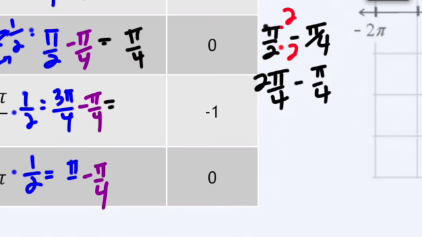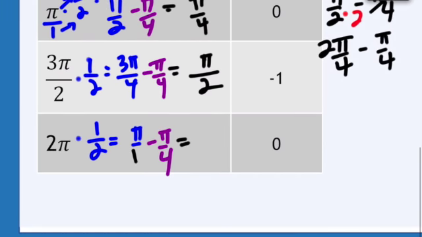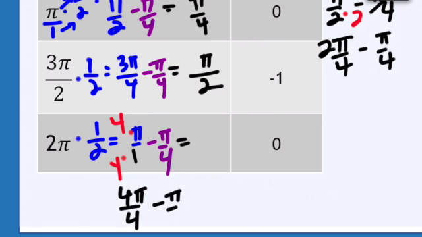This one, luckily they have common denominators already, so we get 2 pi over 4, which we know is going to simplify to just be pi over 2. And then we need common denominators here. Let's put a 1 under there, multiply the top and the bottom by 4. So we end up with 4 pi over 4 minus pi over 4, which gives me 3 pi over 4.